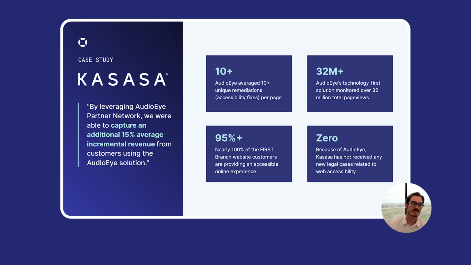One of our oldest partners is Kasasa. As you can see, we average on their site about 10 unique remediations, accessibility fixes that are custom to them, delivered via our script, delivered via our code base, also custom authored because we have AT testers and people doing this work. We're about 10 plus per page. Since we started the partnership, our solution has been monitored on 32 million total page views. So people have clicked through 32 million times, leveraged our service, and nearly 100% of their customers are provided an accessible online experience.